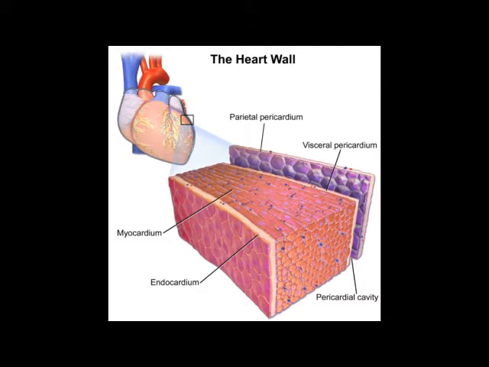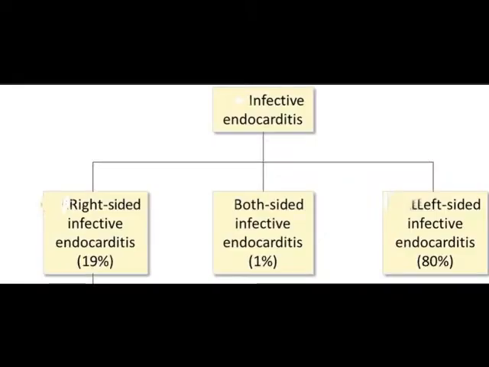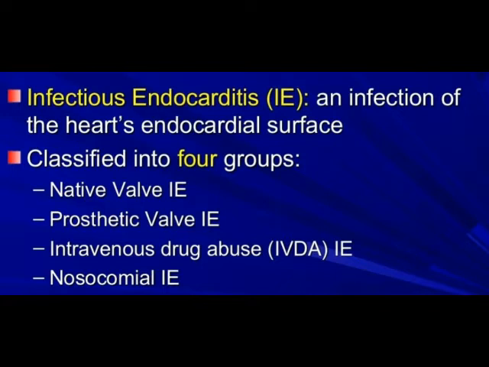Now, if we classify endocarditis, it can be classified as left-sided, which is either mitral or aortic valve, or right-sided, that is tricuspid or pulmonary valve. It all depends on which valve is affected. Most cases involved are left-sided, only 5 to 10% are right-sided.